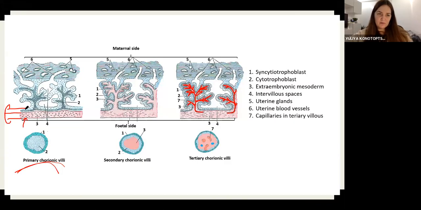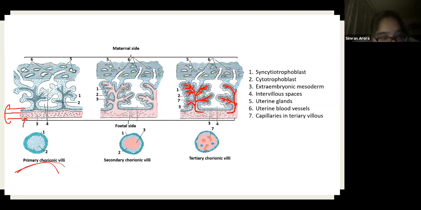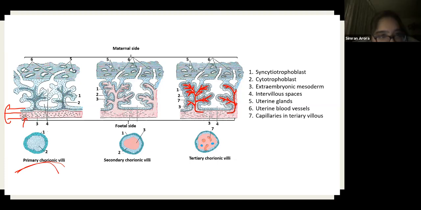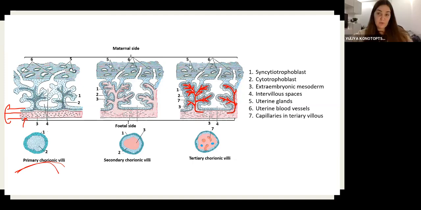So what's the top layer? Light blue. Syncytiotrophoblast. The cells here are cytotrophoblast, and this is the somatopleuric mesoderm. But don't forget it's extraembryonic mesoderm, so that's why they wrote it here like that. That's just extraembryonic mesoderm. That's it.